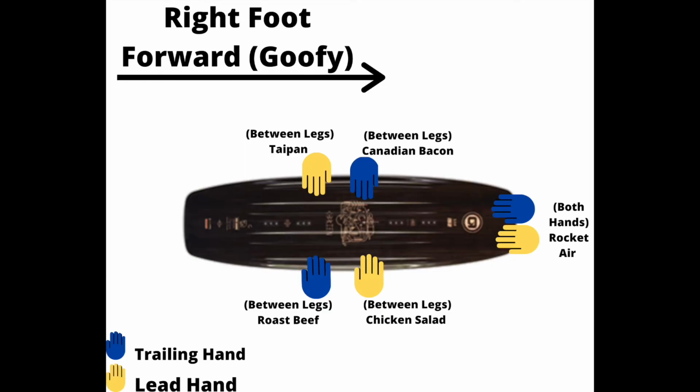And here's some complex grabs you can try. Starting from the top with your trailing hand, if you grab in between your legs towards your toe side edge, it's called a Canadian bacon. If you grab in between your legs on your heel side edge, it's called a roast beef. With your lead hand, when you grab in between your legs towards your toe side edge, it's called a taipan. And when you grab in between your legs on your heel side edge, it's called a chicken salad. Now if you can grab both hands on the nose of your board, that is called a rocket air.